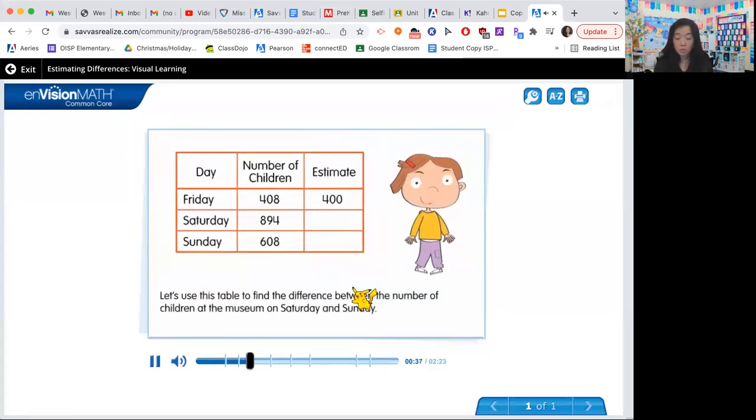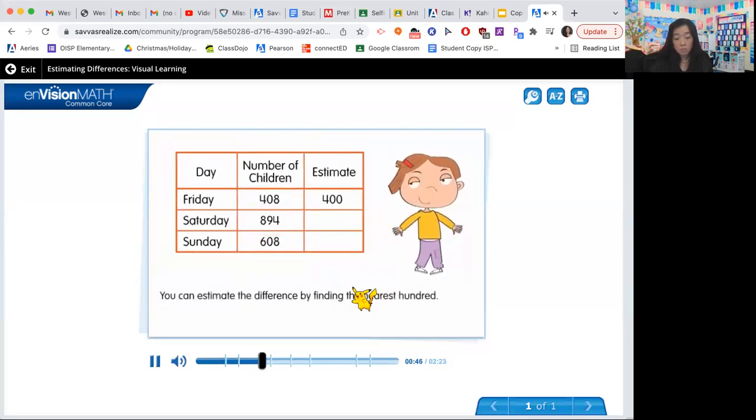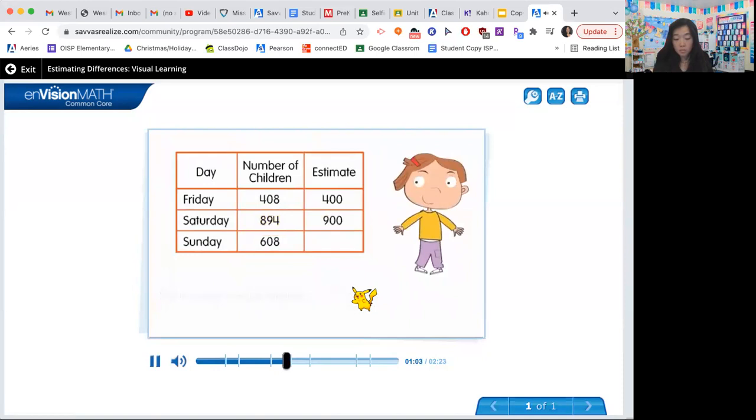Let's use this table to find the difference between the number of children at the museum on Saturday and Sunday. You can estimate the difference by finding the nearest hundred. 894 is nearest to which hundred? 894 is nearest to 900. So Saturday has about 900 children. 608 is nearest to which hundred? 608 is nearest to 600. So Sunday has about 600 children.